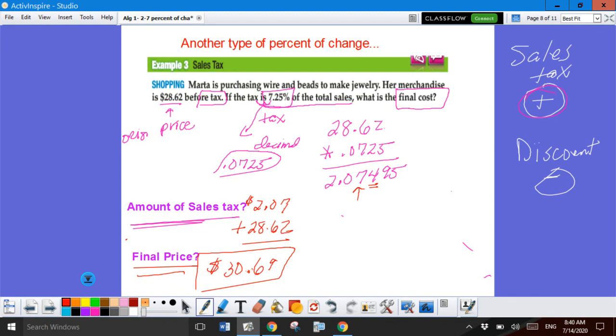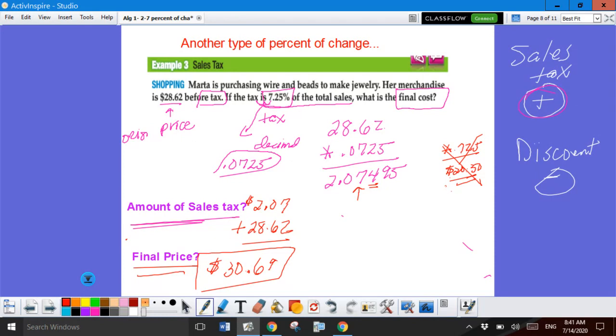Now, again, this is logic, okay? So if I make a mistake and do not get my decimal right, if I was to have multiplied this times 0.725, my tax would have been $20.30. Now, that's not logical. Okay, it's not logical that I'm paying $20 in tax on a $28 item.